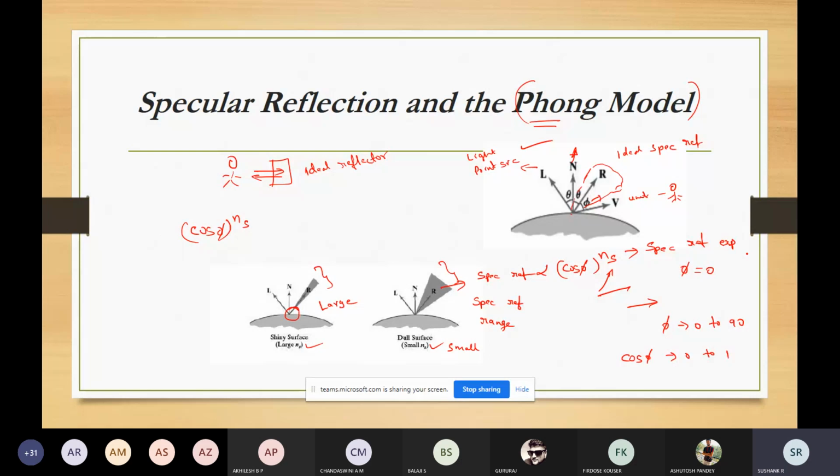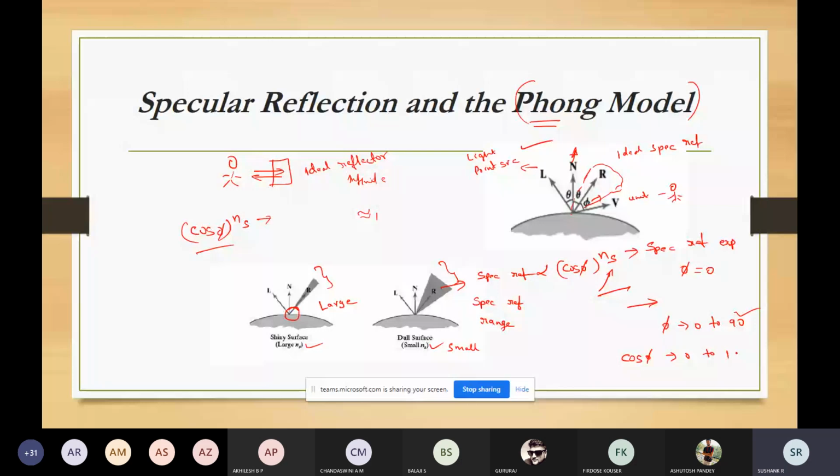So the Phong model uses cos phi to the power ns, where ns is the reflection exponent component. For shiny surfaces, ns will be large. For dull surfaces, ns will be small. For mirrors, ns will be infinite. And for a rough surface, it will be nearly equal to 1. And this phi will range from 0 to 90 degrees, so the value of cos phi will be 0 to 1.